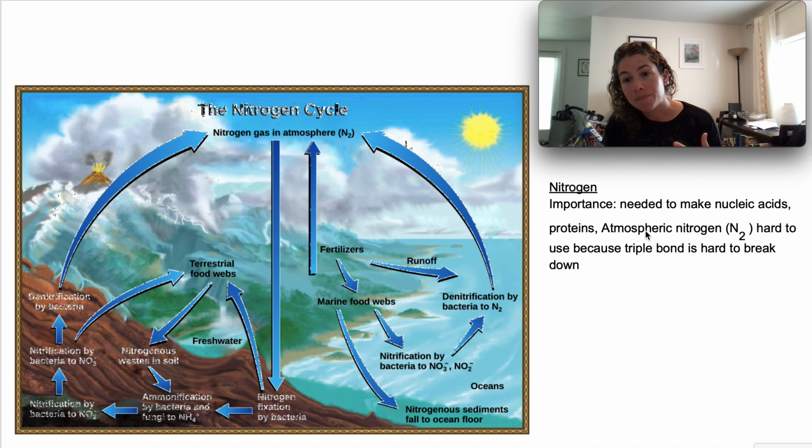Atmospheric nitrogen, N2, that's how most of nitrogen is stored in the atmosphere, has a triple bond. So you have two nitrogens that are bound together by a triple covalent bond, and that triple covalent bond is really hard to break. A single covalent bond is hard to break. A double covalent bond is even harder to break. A triple covalent bond, atmospheric nitrogen does not want to be broken down. So the big part of this cycle is breaking that triple bond.